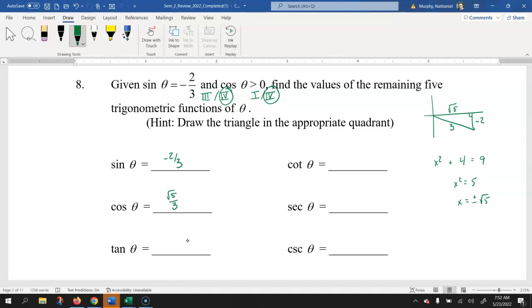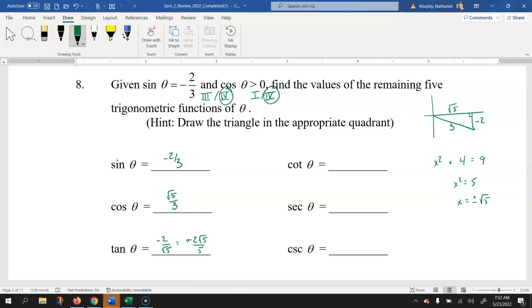The tangent is opposite over adjacent. So that's going to be negative 2 over the square root of 5. But if we rationalize the denominator, multiply the numerator and denominator by square root of 5, we get negative 2 square root of 5 over 5. All right, now be careful.